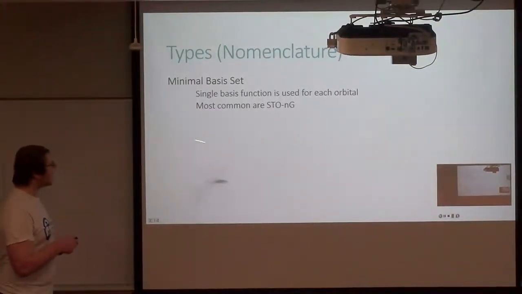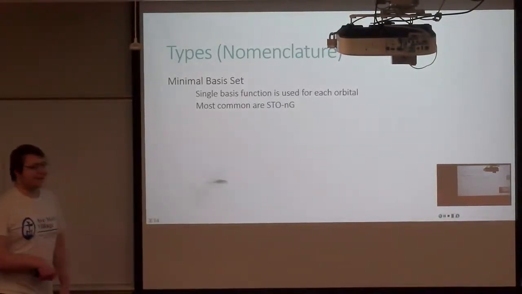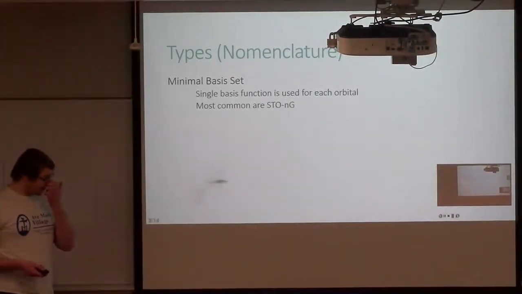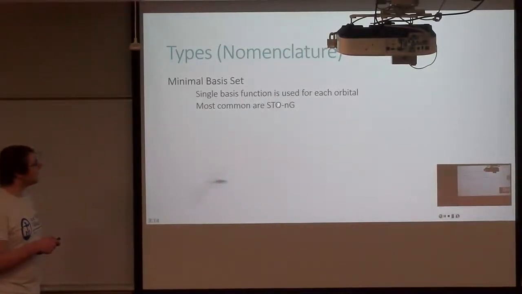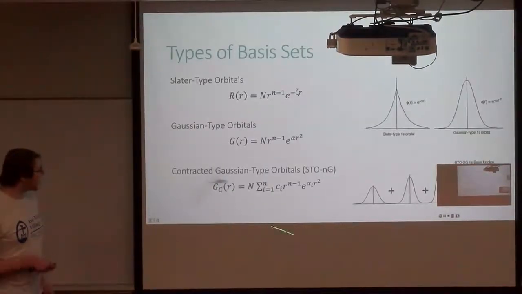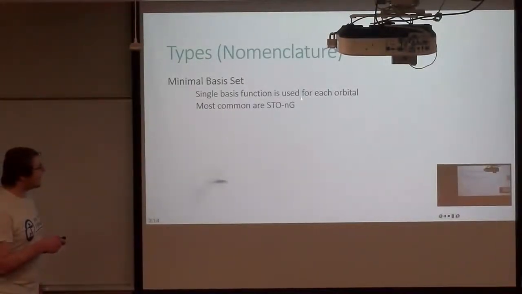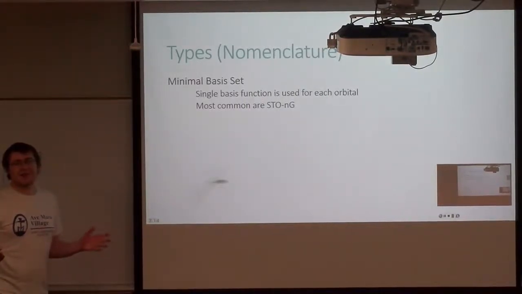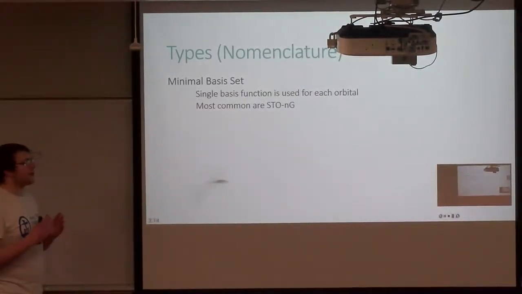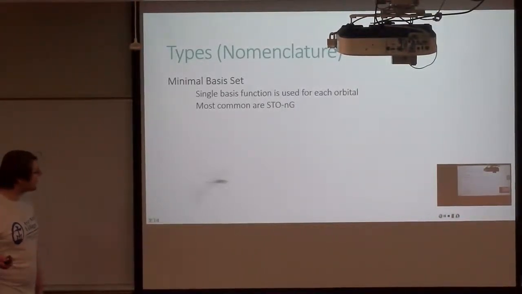The most common type are the STO-nG, where this n here is some number. And what this means is, well, we go back here, this is actually our contracted Gaussian type orbitals, where this n indicates how many Gaussian functions we are adding together to create that Slater type orbital, with STO meaning Slater type orbital.